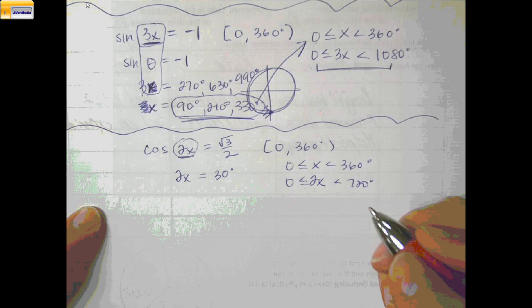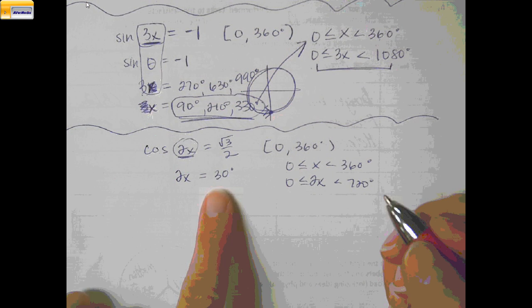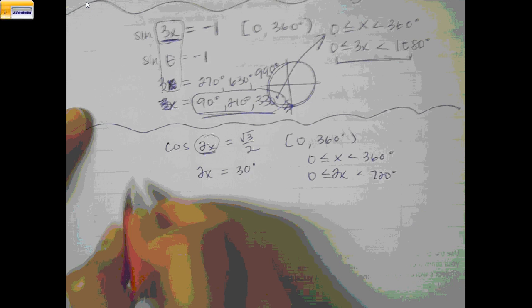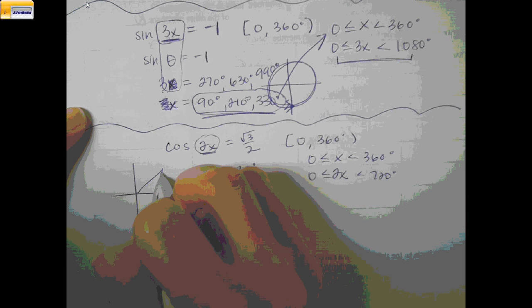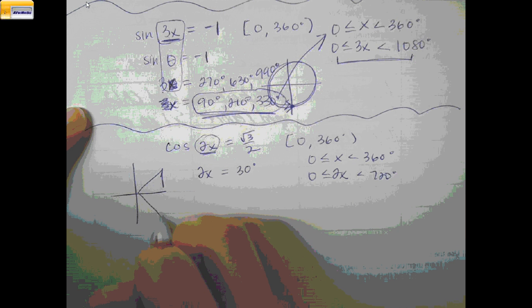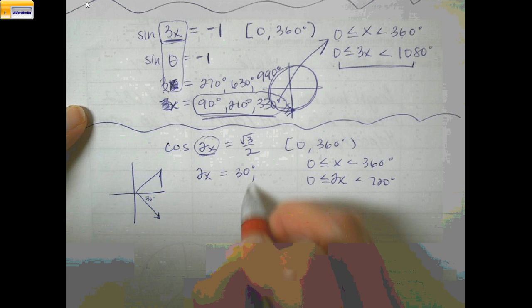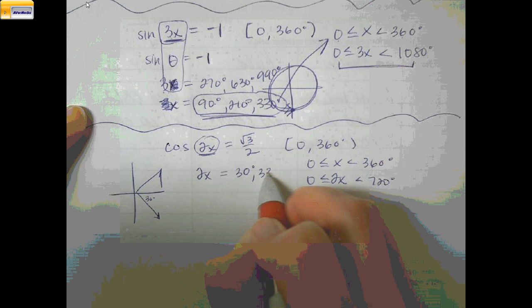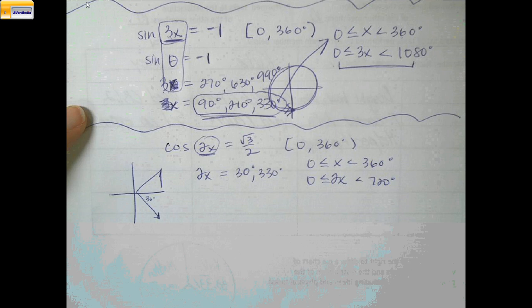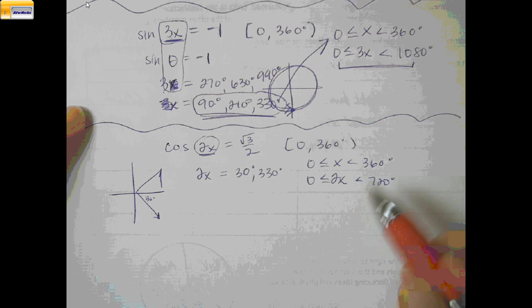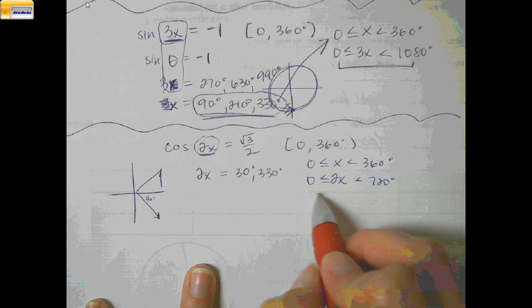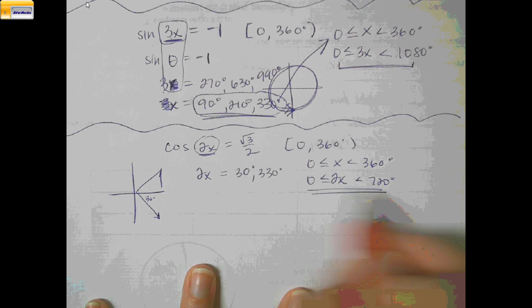And could it be anything else? Well, let's see here, 30. This is a positive. And cosine is positive in the first quadrant, but it's also positive down here in the fourth quadrant. So if this is 30, then it could also be 330 degrees. But remember, we're looking at this interval.